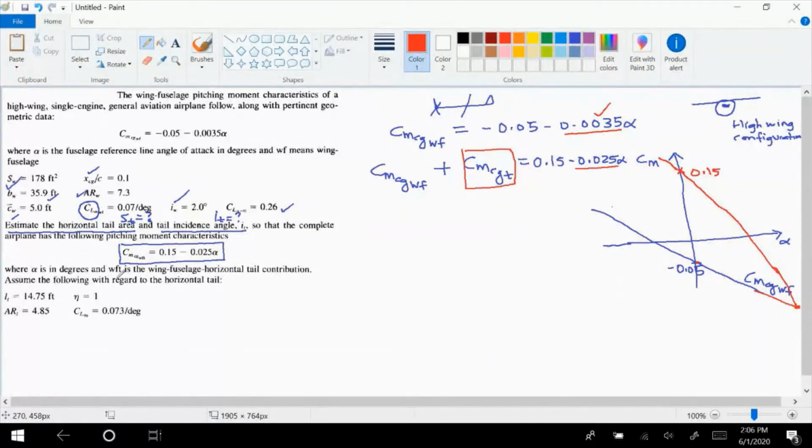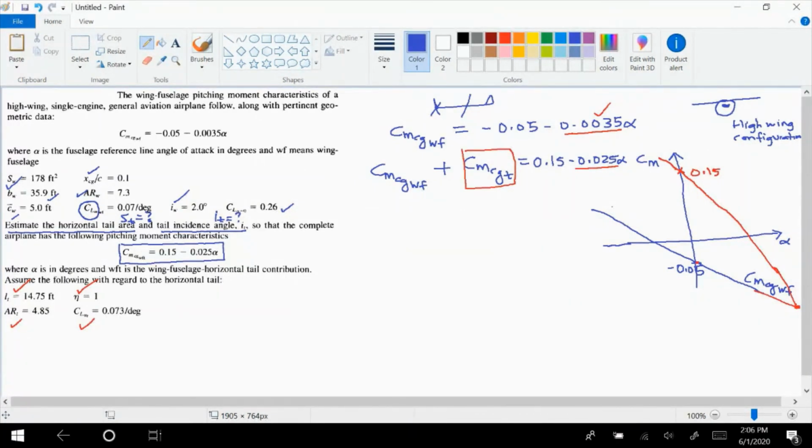All right, alpha is in degrees, and WF is the wing fuselage contribution, T is the horizontal tail contribution. Assume the following with regard to the horizontal tail. So the tail moment arm is given, tail efficiency is given, aspect ratio of the tail is given, and the lift slope of the tail is given. Okay, so how are we going to find this? All right, we will write down.